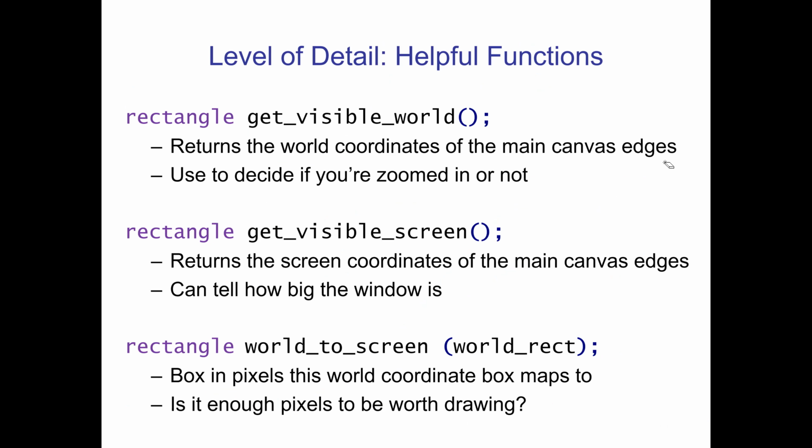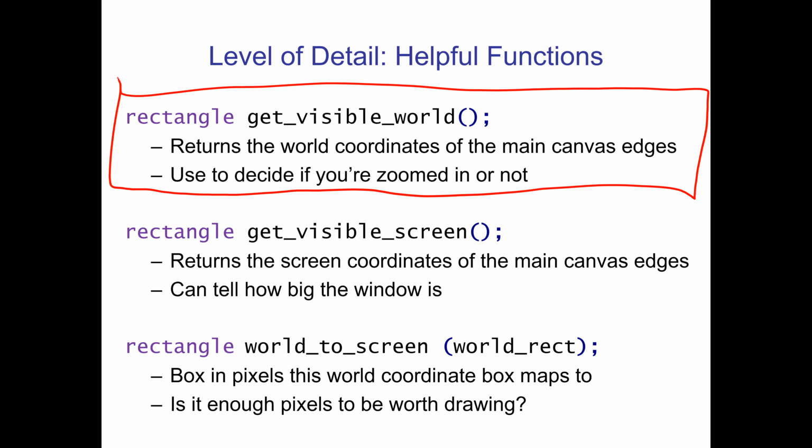That's not going to be the only level of detail that you want to use. You can ask questions about the coordinate system. The most important one is this get visible world. You specify the initial world coordinates. What is your coordinate system? Usually you're going to specify it to just cover the whole city. But as a person zooms in and out, what part of your coordinate system is on the screen changes. And this get visible world lets you see that. You get a rectangle in world coordinates that tells you how much of your coordinate system is on screen. And that lets you choose, am I zoomed in or am I zoomed out?